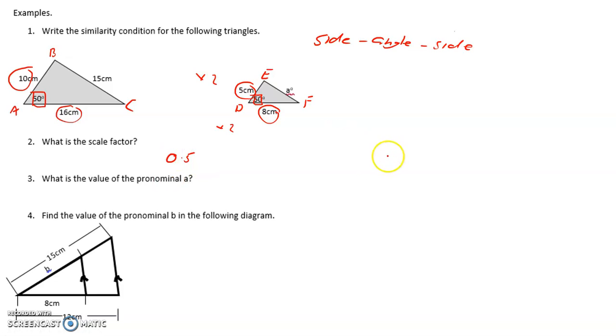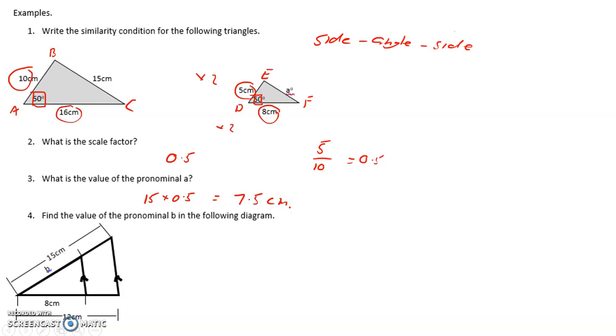If you want to know how to find that, it was because the value in the image is 5, the value in the original was 10, 5 divided by 10 is 0.5. You can do the same thing for 8 divided by 16, you'll still get 0.5. So what is the value of A? Then it has to be 0.5 times 15, or half of 15, which is 7.5 centimetres.